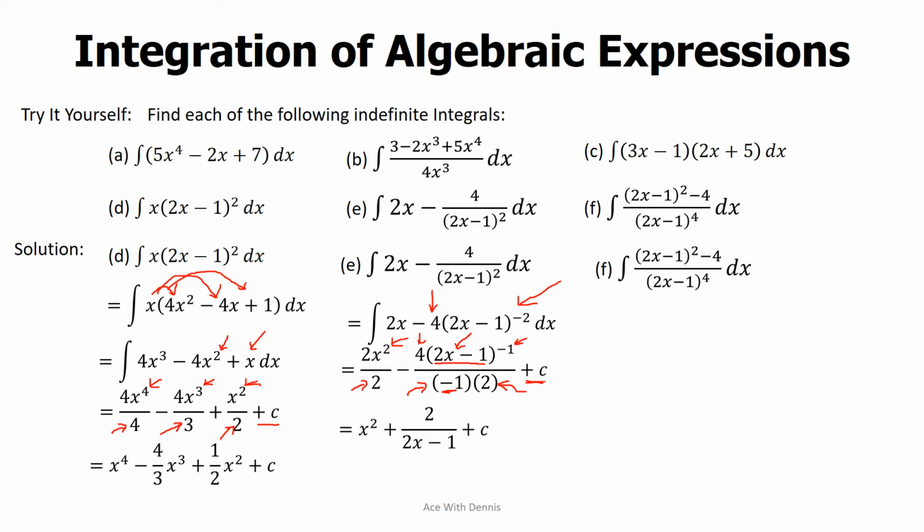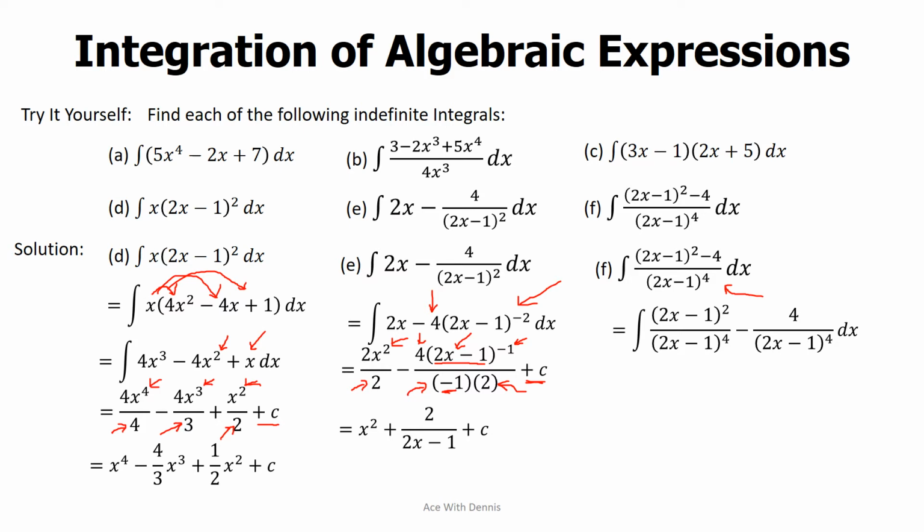Next, for F, integration of 2x minus 1 squared minus 4 over 2x minus 1 to the power 4 dx. I hope that you can see that the function inside here, there is one term at the denominator. So if there is one term at the denominator, we can split them up into two different fractions, which you get integration of 2x minus 1 squared over 2x minus 1 to the power 4 minus 4 over 2x minus 1 to the power 4 dx. Alright, so can you guess what is the next step? I hope you know, right?